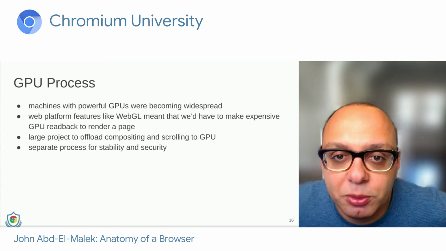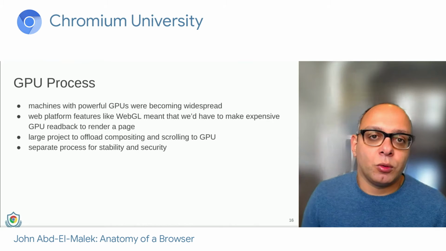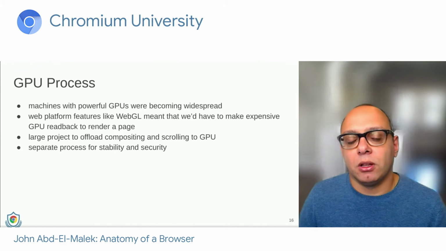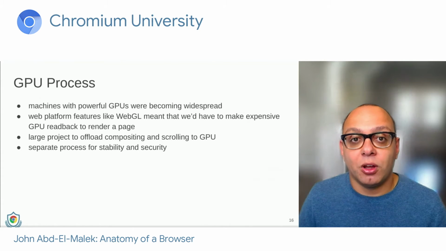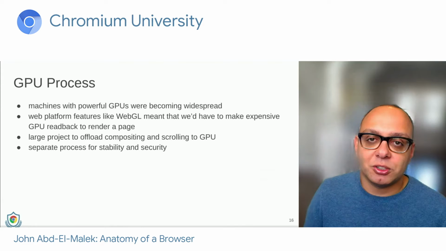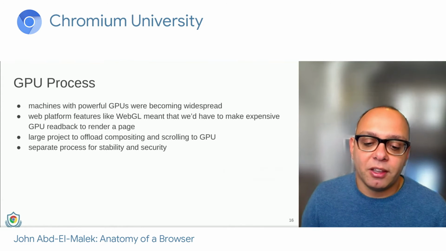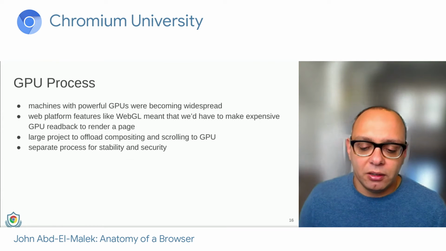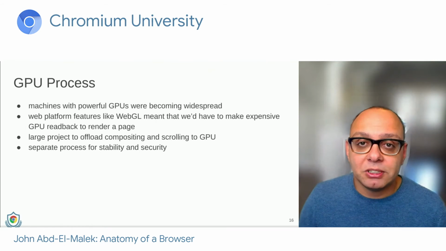The first one is the GPU process. We noticed that machines with more powerful GPUs were becoming widespread, and platform features like WebGL meant that we would have to make expensive GPU readbacks to render a page. So this was a very large project to offload the compositing and the scrolling to the GPU. We run it in a separate process because the GPU drivers could have bugs, and we didn't want a bug in these drivers to be able to exploit your machine. The end goal of this is improved performance and power usage.